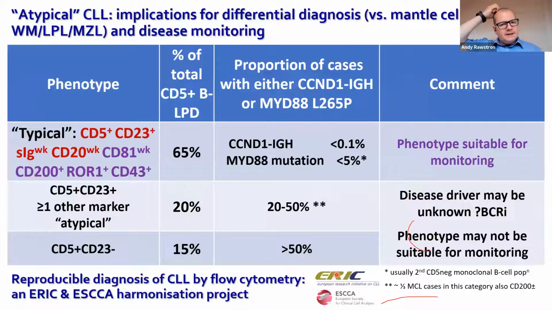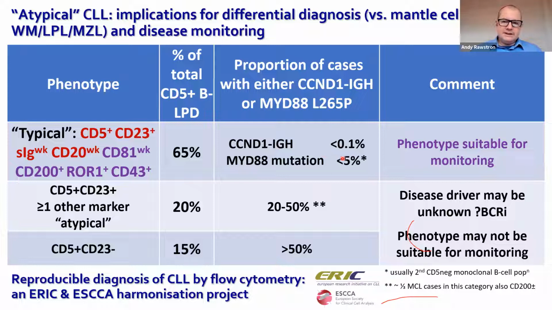So what we see in terms of our instant samples of the CD5 B-LPDs, B lymphoproliferative disorders, is that approximately 65% of cases coming into our lab have an absolutely typical phenotype for CLL. And in those cases, we never see a cyclin D1 translocation. We've tested about 1,000 now. And so I think in general, if you have a completely typical phenotype, there's no real need to be testing for a cyclin D1 translocation.